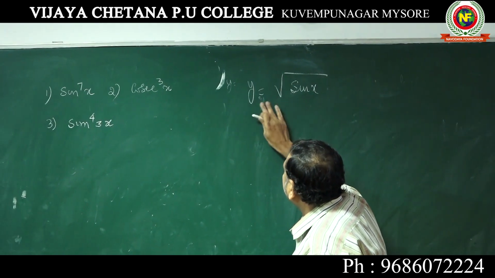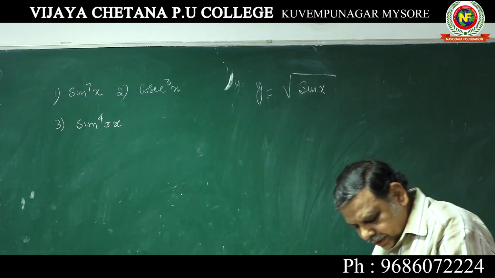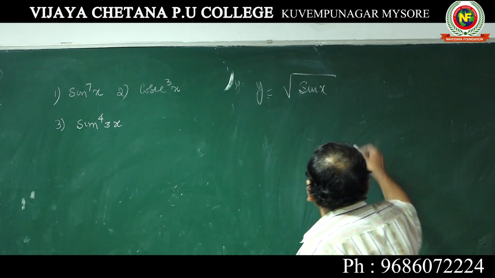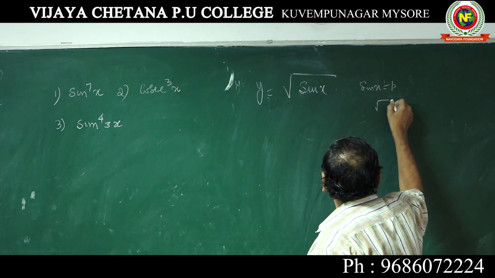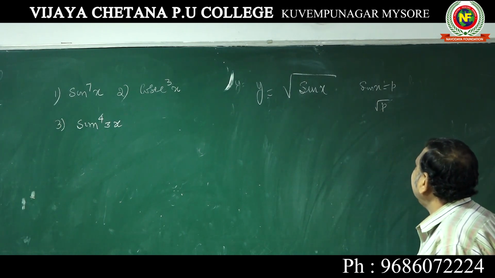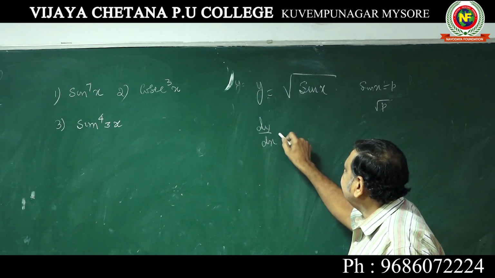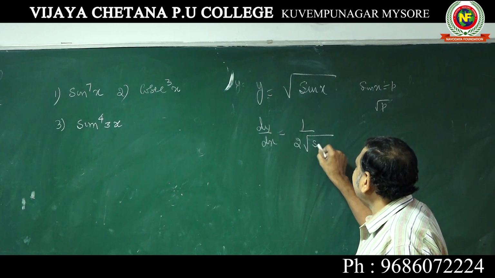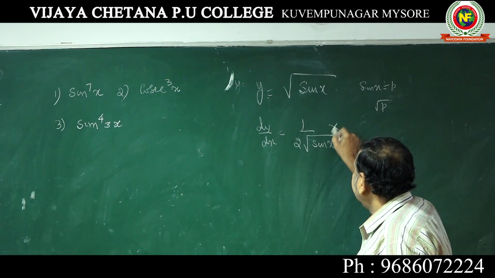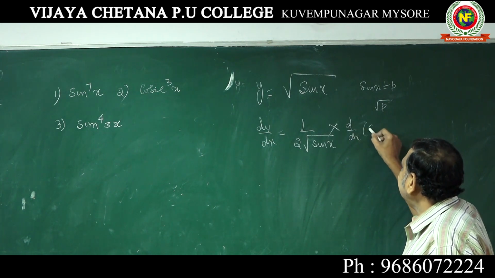Differentiate root of sin x. How do you do the differentiation? Put sin x as p. When you put sin x as p, it becomes root p. Root p differentiation: dy by dx is equal to 1 by 2 root p, that is 1 by 2 root sin x into d by dx of that particular p, sin x.